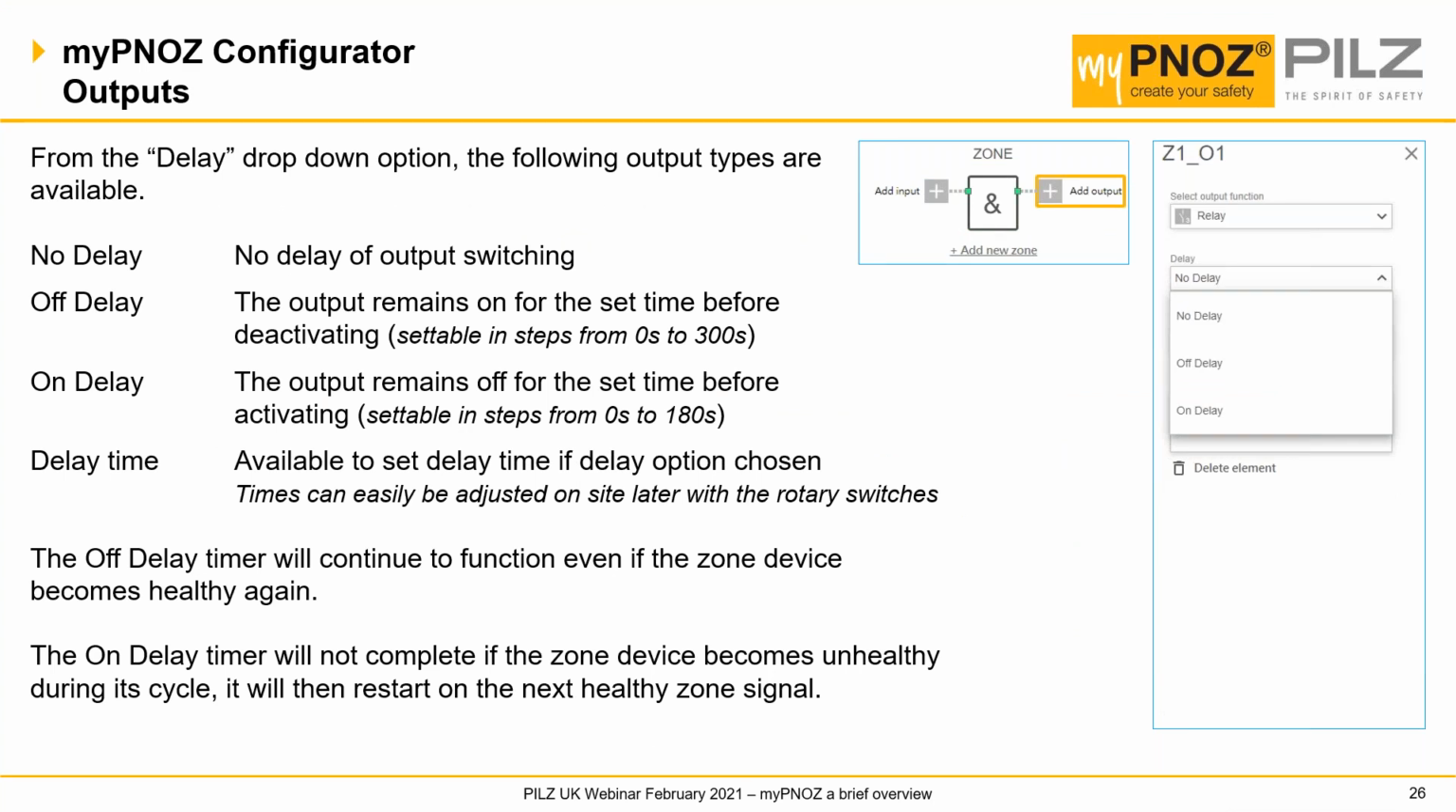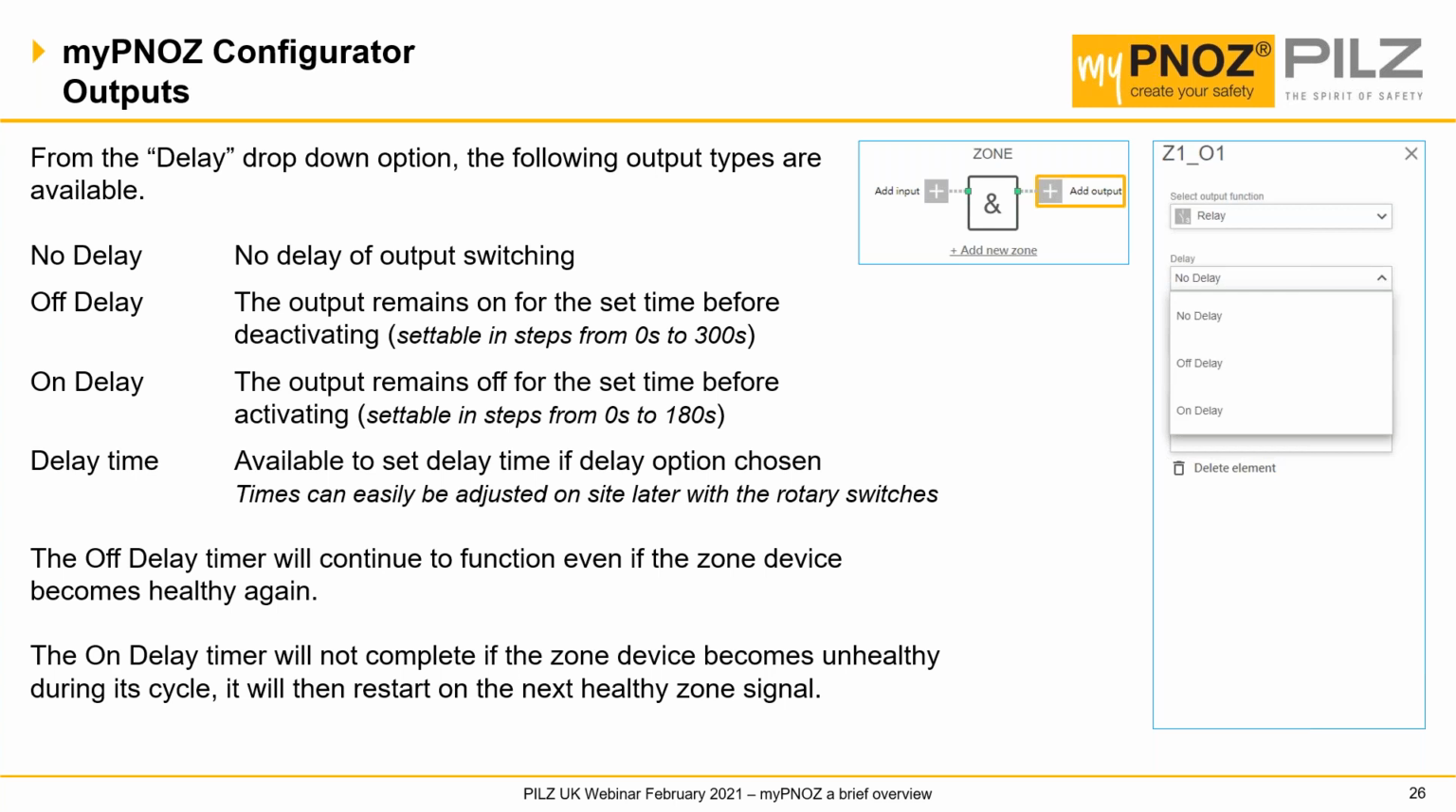From the drop-down option box, the following output types are then available. No delay, the output will switch instantaneously with the signal. Off delay, the output remains on for a set time before deactivating, and this is settable in steps from 0 to 300 seconds. On delay, the output remains off for a set amount of time before activating, settable in steps from 0 to 180 seconds. And a delay time is available to set the delay time if a delay option is chosen.